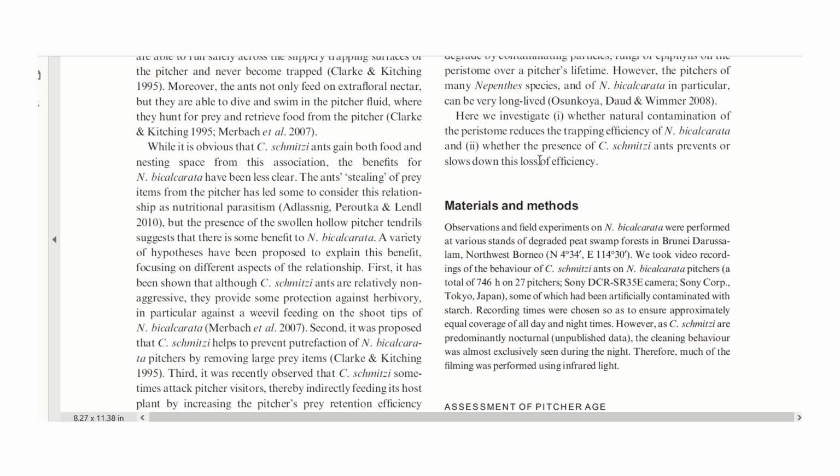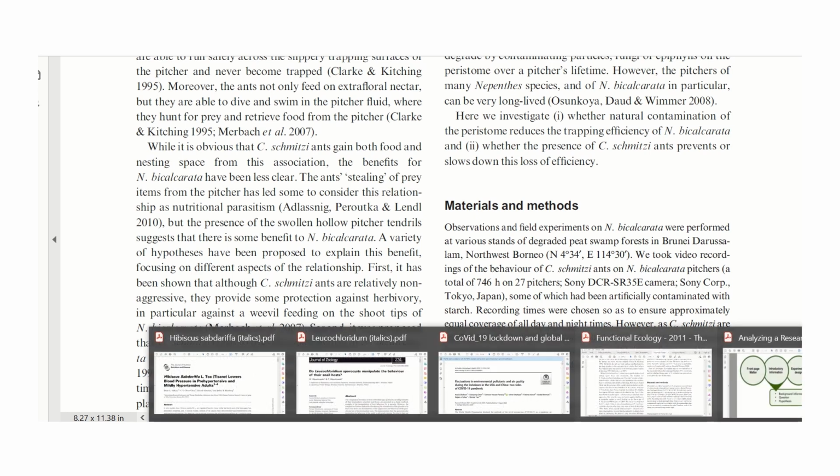So if I look at this, remember the question was, how do C. schmidti ants benefit N. bicalcarata pitcher plants? So then the hypothesis, if I look at what is said here, is that the presence of C. schmidti ants slows down the loss of trapping efficiency, or we could say it increases the trapping efficiency of N. bicalcarata pitcher plants. So that could be the hypothesis. Let's look at another article.